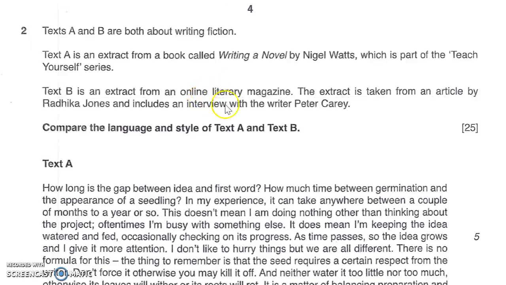So keep this in mind and be comfortable articulating that there are two different audiences at work here, and that might frame some of your analysis. So we know that this is going to be an article by Radhika Jones, and it includes this interview with this writer, Peter Carey. So, spoiler alert, we know that a potential audience might also be fans of Peter Carey, right? This writer, this author, Peter Carey.